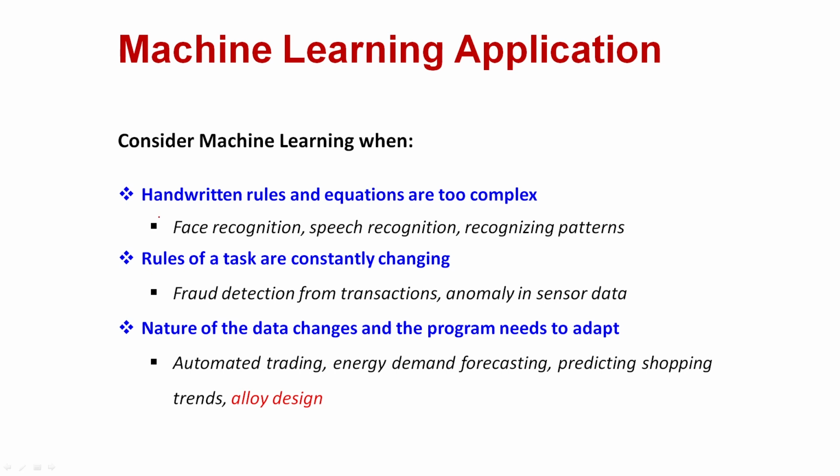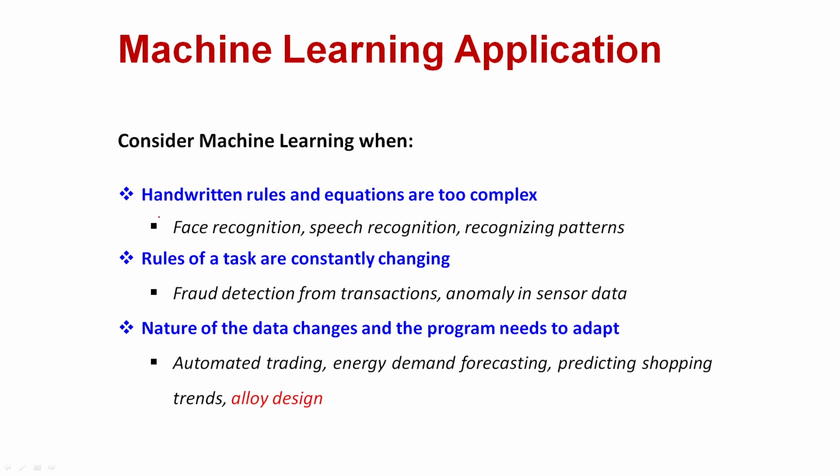Or you can have a task whose rules are changing very fast, like fraud detection from transactions. Many of you may have faced monetary fraud, right? And there are a lot of anomalies in terms of monetary fraud, because humans are very intelligent. They can commit this fraud in very different ways. So how to find, how to track those kinds of frauds, like in ATM card frauds or many other things. So that's why machine learning can be easily applied.